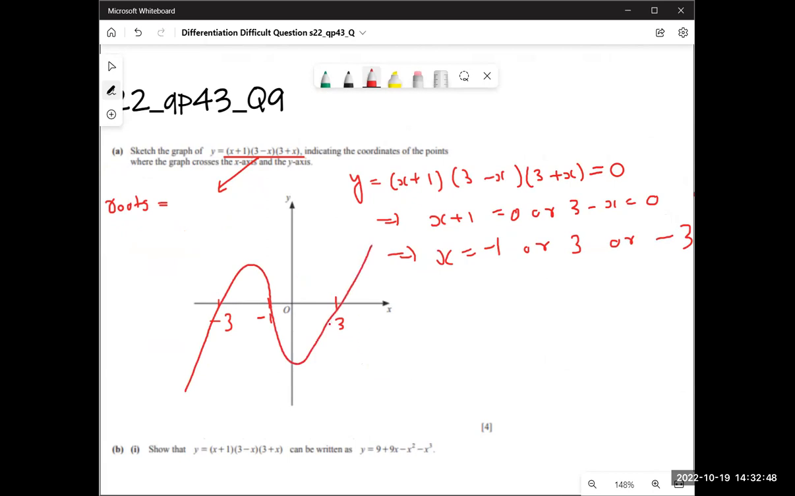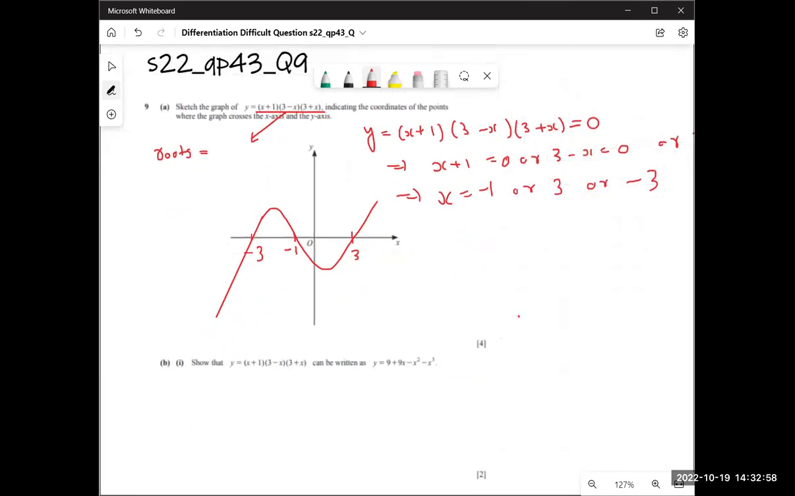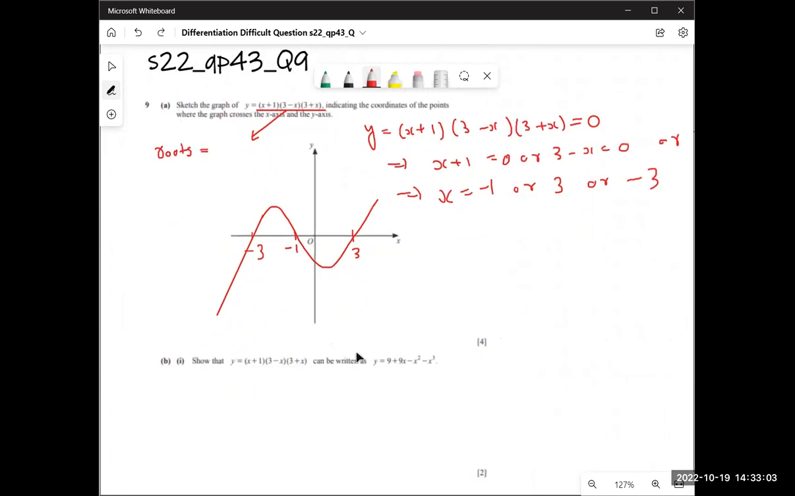Both of these are correct. Any questions? No, that's it. Oh, I did the second derivative and the first derivative. No, it's a sketch. You don't have to do that right here.